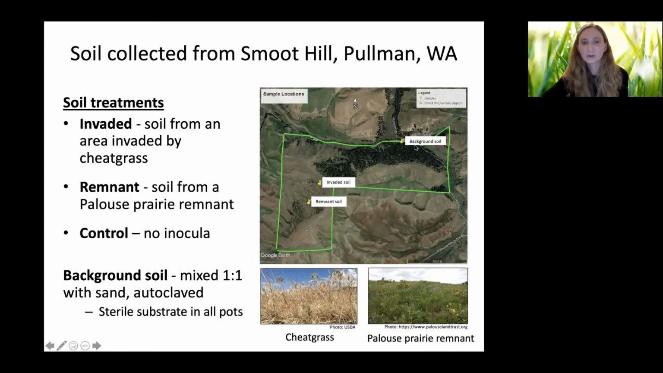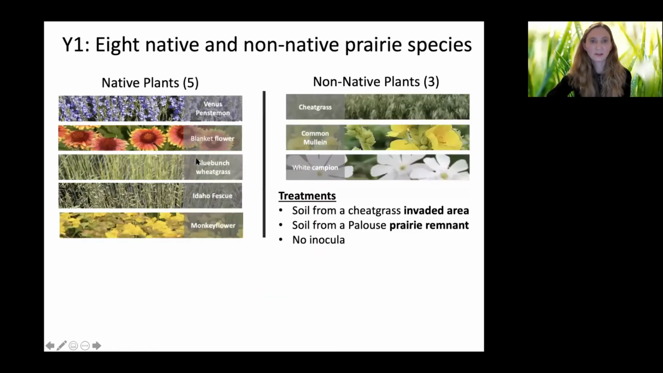We mixed it 1-to-1 with sand and sterilized it so that we'd have a substrate for the plants to grow in. And then the only thing that changes in the pots is whether they're inoculated with the invaded soil or the remnant soil. And so we can see if there are differences in growth between invaded or remnant soil.